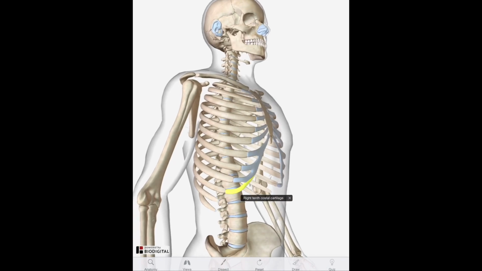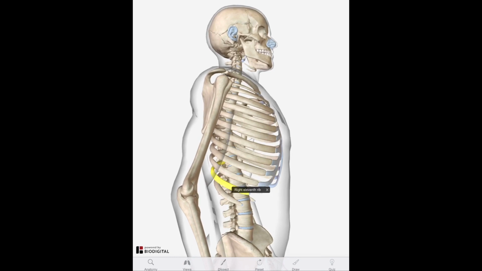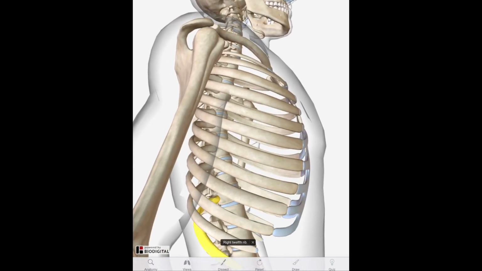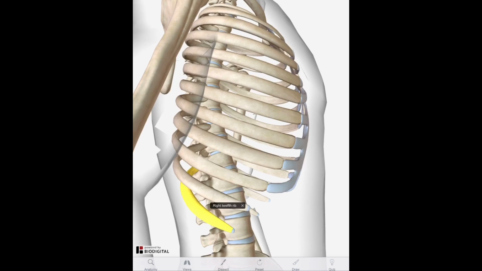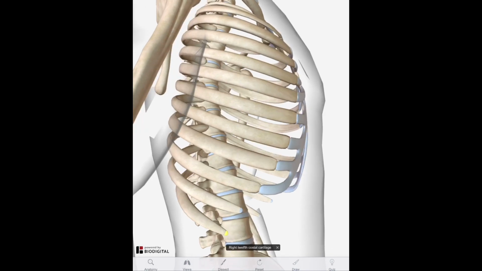The lower 2 ribs, 11th and 12th rib, do not articulate, and anterior ends of their costal cartilages are free. This is the 11th rib, 12th rib, they do not articulate. Their anterior ends of costal cartilages are free.